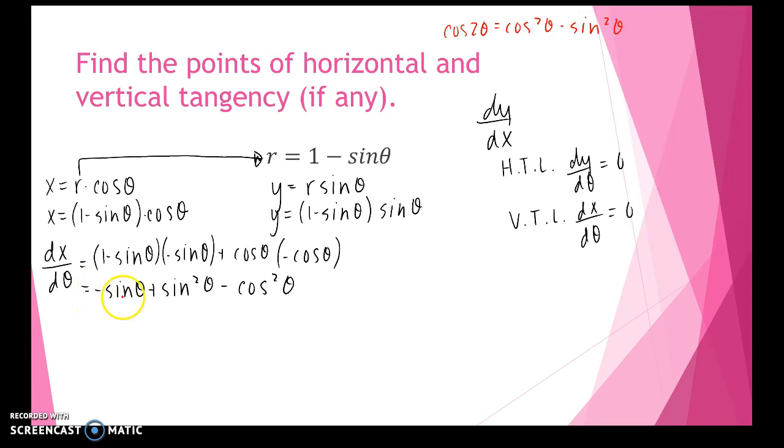So looking at this function, we have to solve for when this derivative is equal to 0. In order to do that, let's get the derivative in terms of one of the trig functions. I am going to use the Pythagorean identity, and since I just have sine theta here, I'm going to try to eliminate cosine squared theta. So negative sine theta plus sine squared theta minus, the Pythagorean identity gives us cosine squared theta is equal to 1 minus sine squared theta.